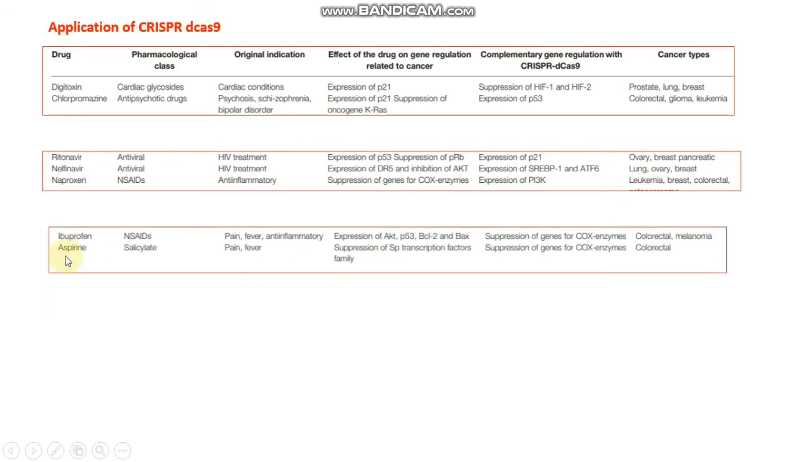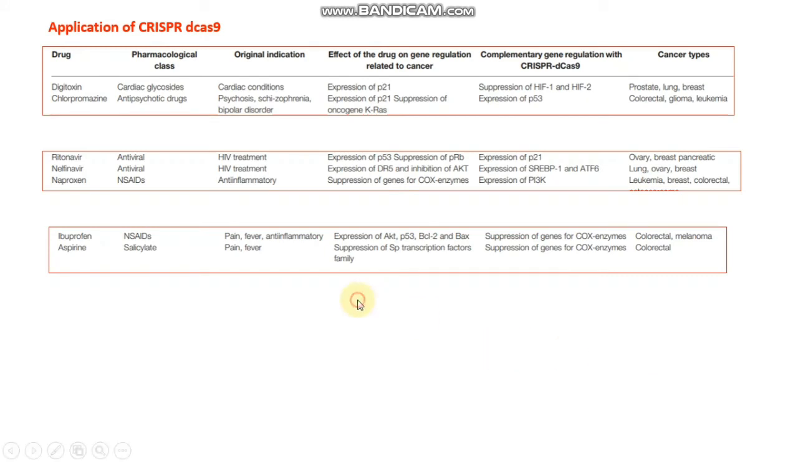Another application is ibuprofen and aspirin. We know very well that these are anti-inflammatory drugs, and they also have some very mild effect on cancer. Some markers are regulated by these drugs, but they are also not used as anti-cancer drugs. But with complementary gene regulation with CRISPR-Cas9, it has been found that some gene expression was significant, like COX enzymes, and that's why this combination with the CRISPR-Cas9 system is used in different kinds of cancer.